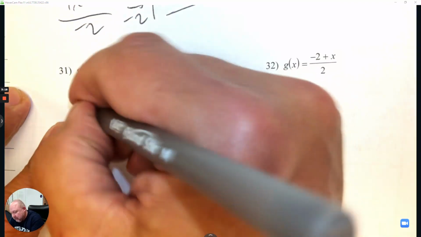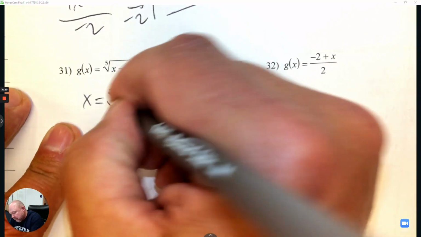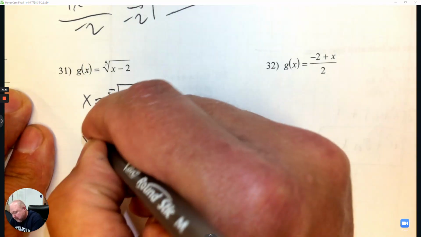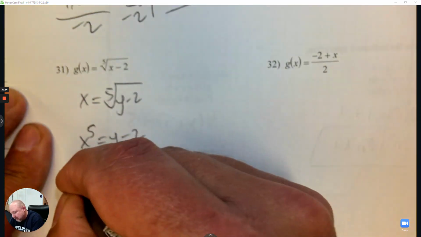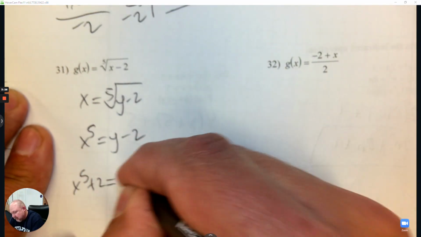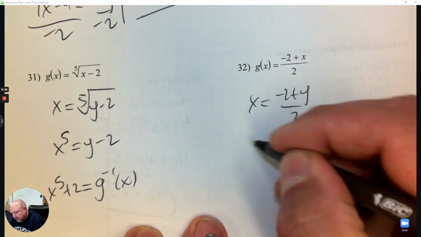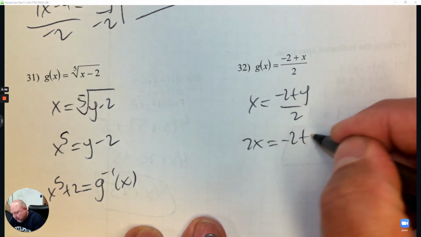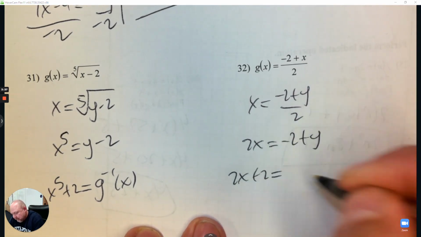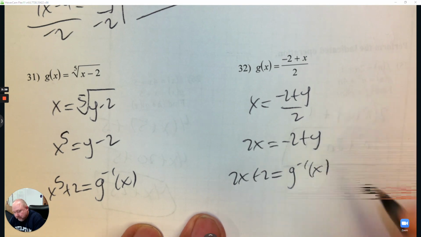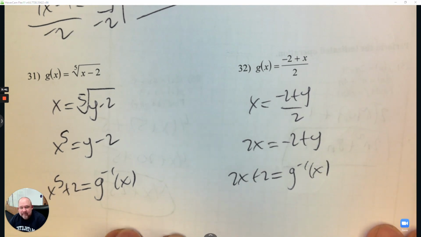To find the inverse, we're going to go x equals. Step 1, we're going to power of 5. Then step 2, we're going to add 2 and then the symbol for the inverse. Again, x equals. We're going to multiply times 2. We're going to add 2. And then that's the inverse as soon as y is by itself.